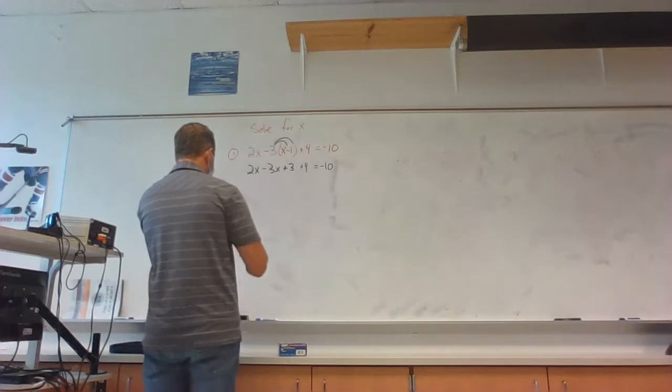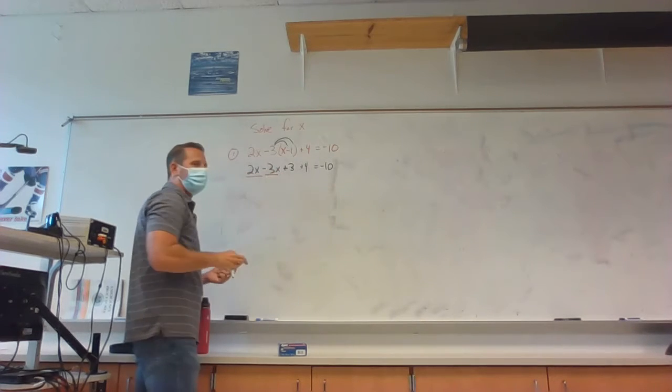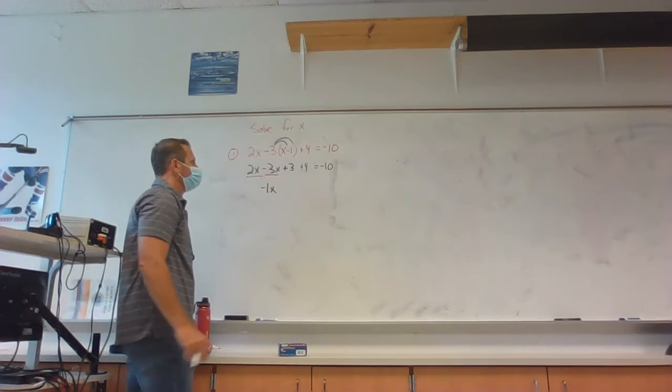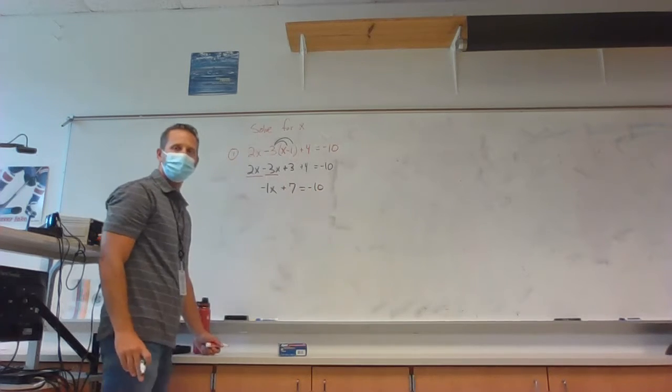Sebastian, what's up? Oh, you want to do it? Okay, what are we combining? 2x minus 3x, which makes it negative 1x. 2x and negative 3x is negative 1x. And then 3 plus 4 is 7. Plus 7 equals negative 10.